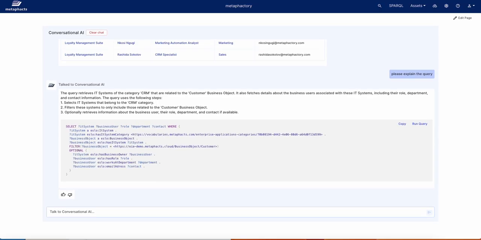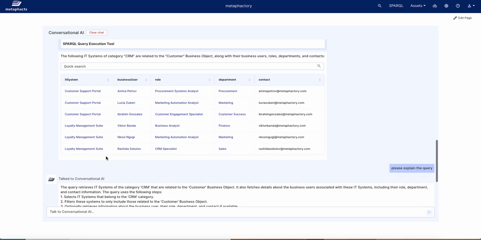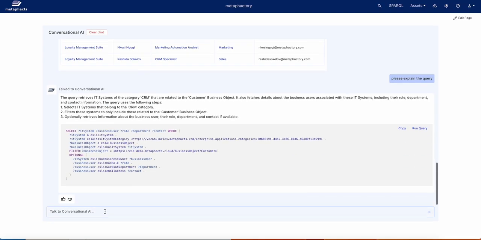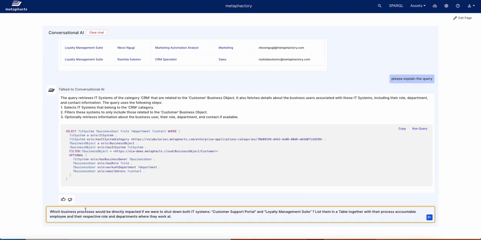Maybe now we want to ask another question, which now links both IT systems that were retrieved in the question. In this case, those that matched the requirements of the question. So we see that there are two. Maybe we want now to ask which business processes would be directly impacted if we were to shut down both systems, those ones that we got in our previous answer.